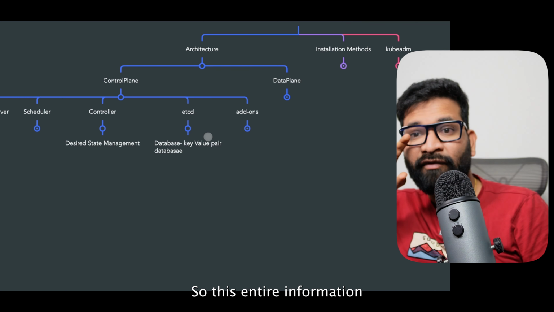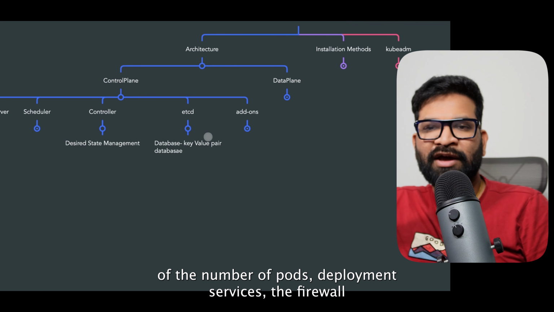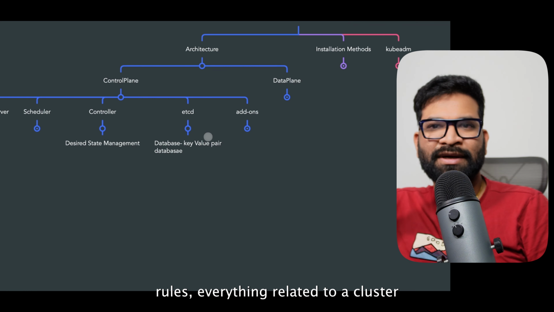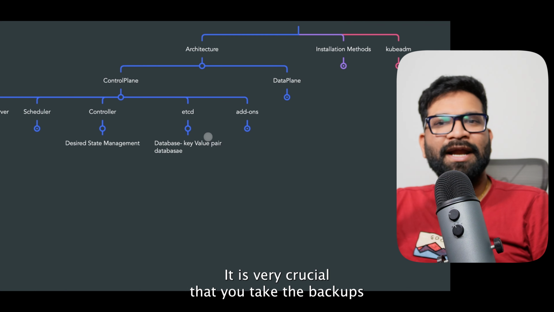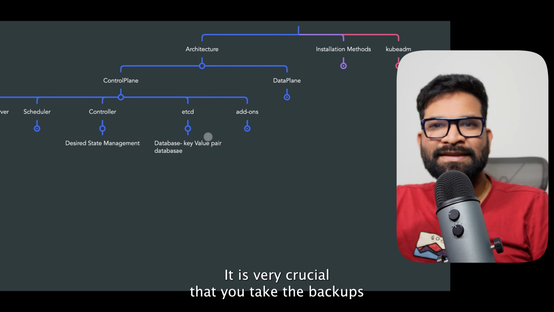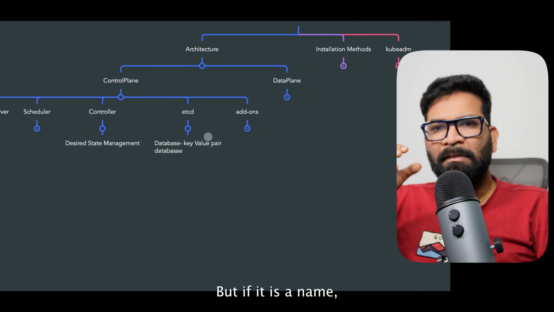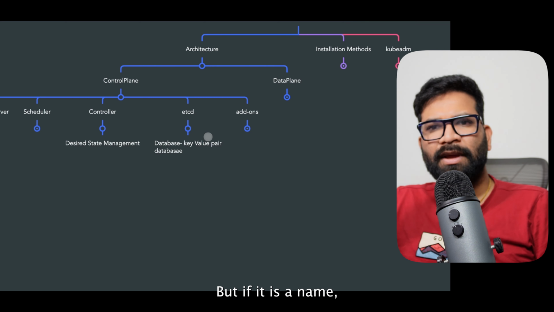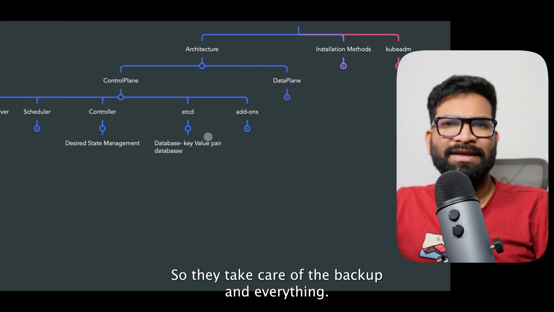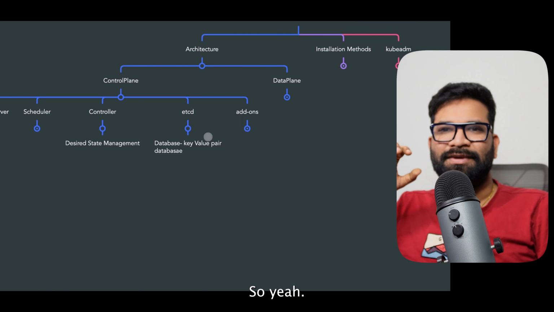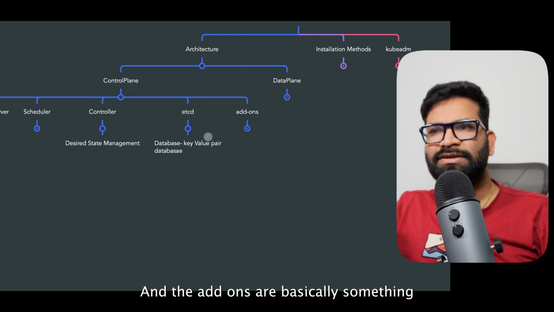This entire information of the number of pods, deployments, services, the firewall rules, everything related to the cluster is stored in a database, and that database is called etcd. It is very crucial that you take etcd backups in case you are managing your cluster by yourself. But if it is on a cloud provider, primarily AWS and the like, you don't have to worry. They take care of the etcd backup and everything. It is a key value pair database, by the way.